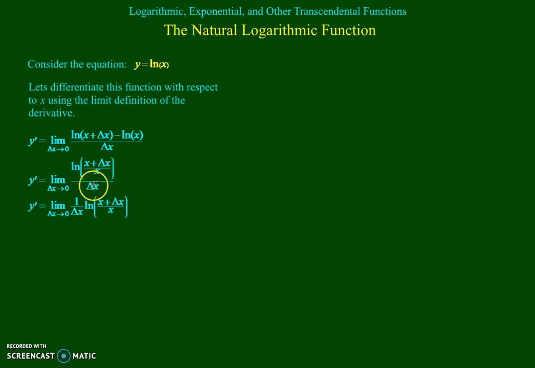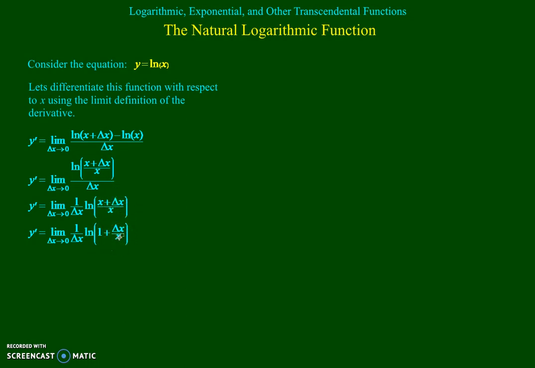So in essence, all we did was put this 1 over delta x off to the side here. Now what I want to do is to separate this expression into two separate terms. So x divided by x plus delta x divided by x. And that gives us x divided by x is 1, and delta x divided by x is just delta x divided by x.